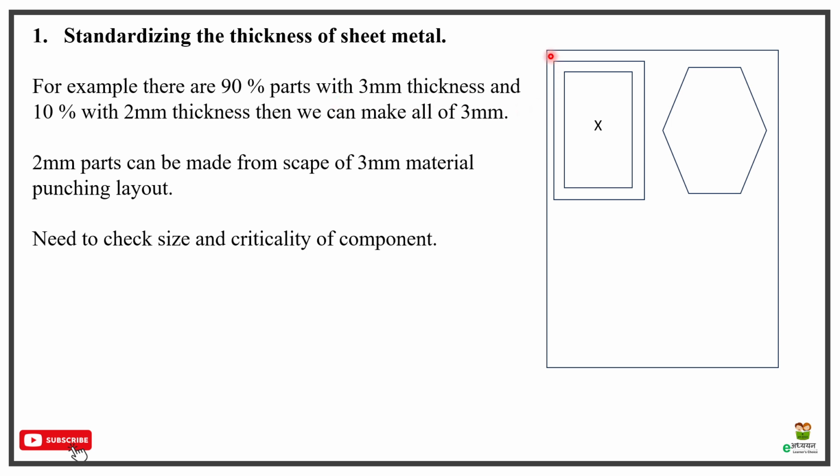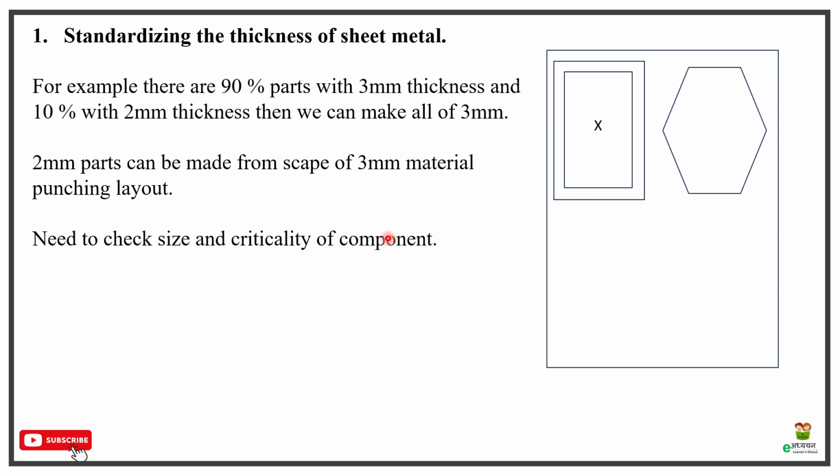So let's say this is the punching layout, and here you have to cut two parts from these sheets. Then this area will be scrapped, or this area will be scrapped. So this is the cutout area of this part. If the 2 mm part is smaller than this part, then we can use this area and lay another part inside it, so that we can use this scrap material. That will reduce the scrap of this part.